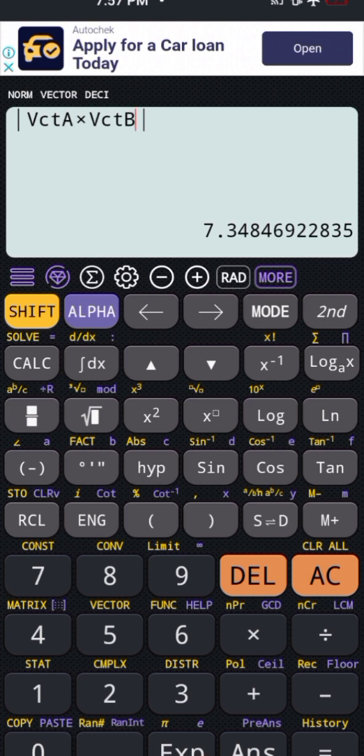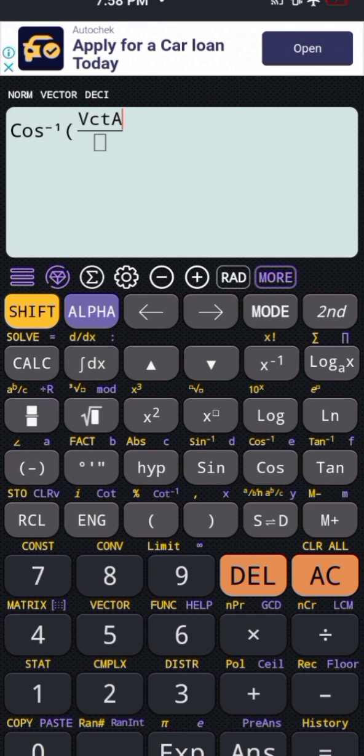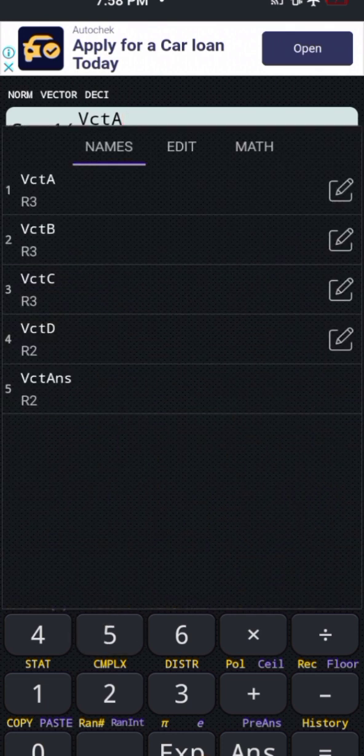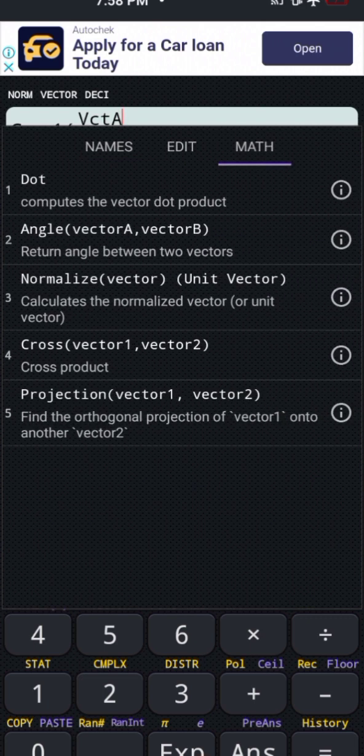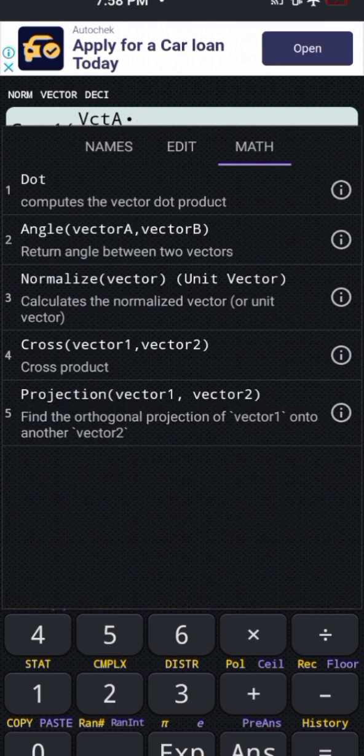So if you also wish to calculate the angle between the two vectors with your calculator, just press shift cos inverse of A dot B. To enter vector A, just press shift 5, 3. That'll give vector A. Then to press dot, you press shift 5, then you check for the one that is showing you dot, and you click on that dot. Then shift 5, 4.